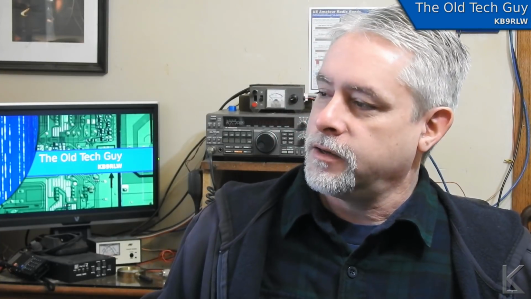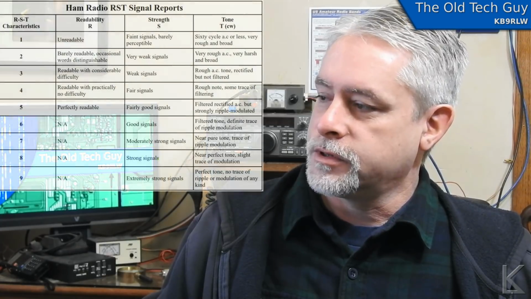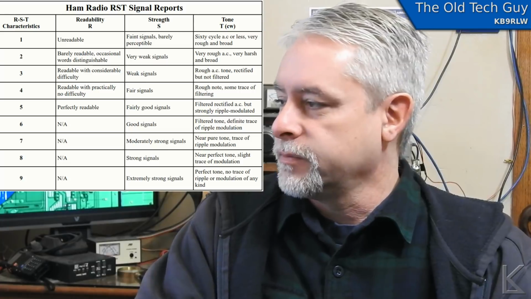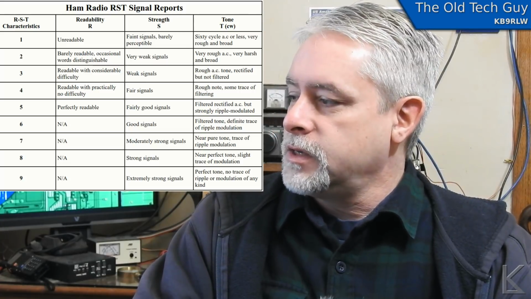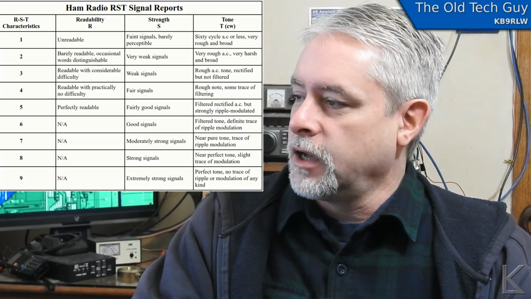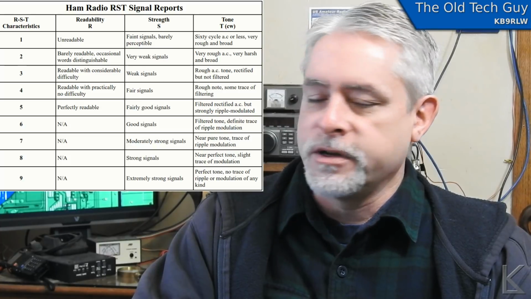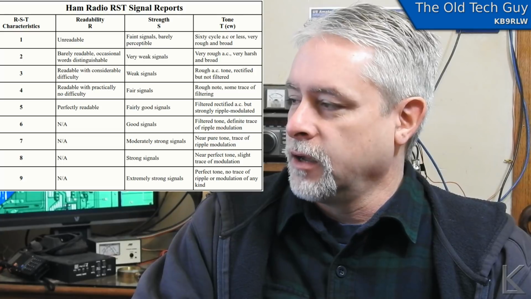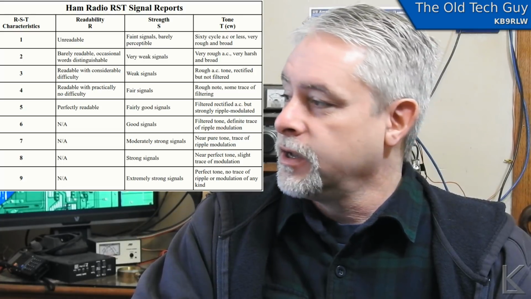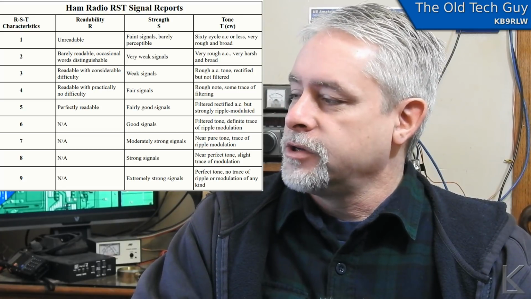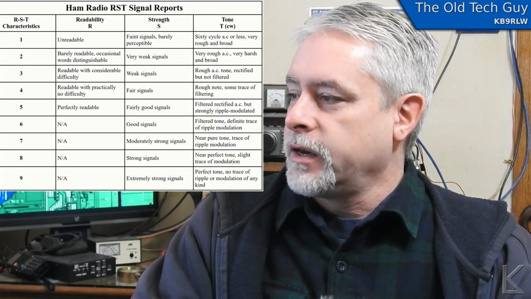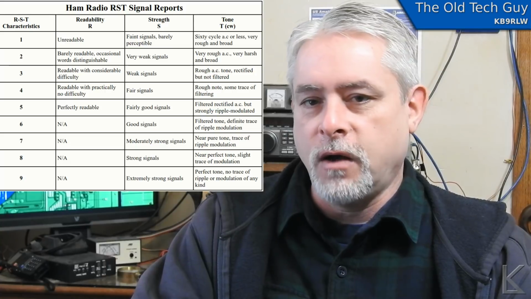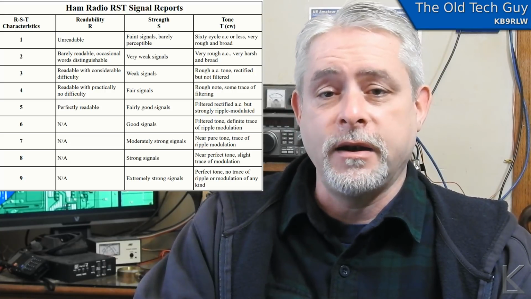Now, if we look at the numbers as defined originally by that system, you can see that they're pretty descriptive. The actual original definition, which I don't have handy, was even more wordy and more descriptive, very precise, but still broken down into just a few digits. Now, readability and strength are self-explanatory. How readable is the signal? How well can you understand what's being said or sent?